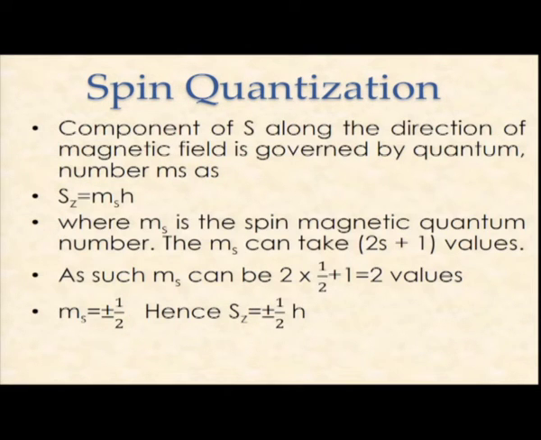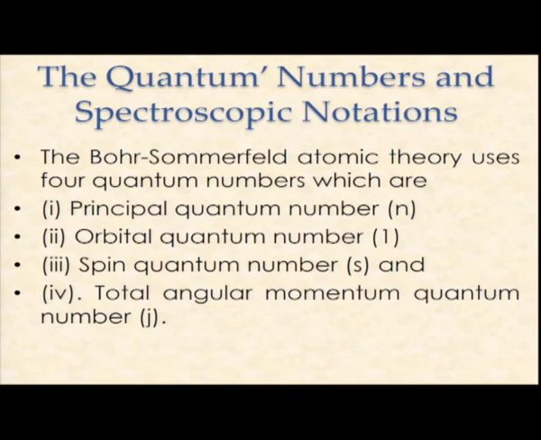Earlier, in space quantization, we have seen the component of total angular momentum. Now in spin quantization, the component of spin angular momentum along the direction of the magnetic field is governed by the quantum number ms, Sz is equal to msħ, where ms is the spin magnetic quantum number. The spin magnetic quantum number can take 2s plus 1 values. As such, ms can have two values, which are plus half or minus half. This is the thing about the vector atom model.